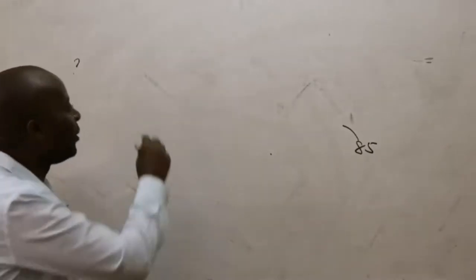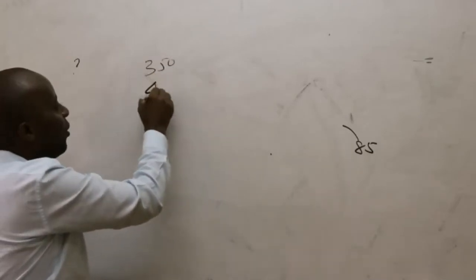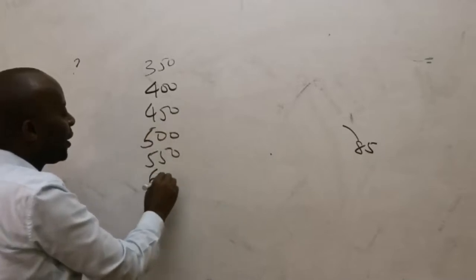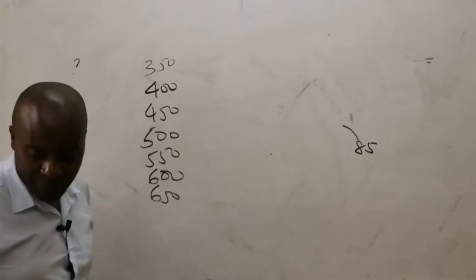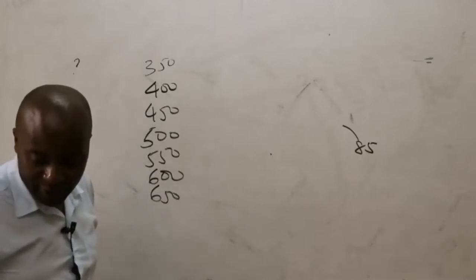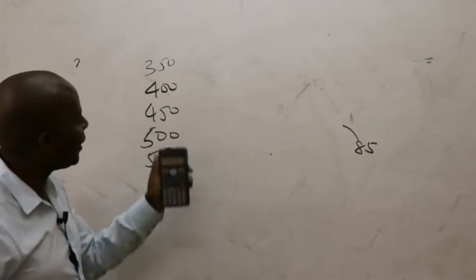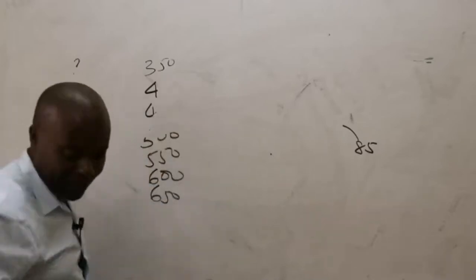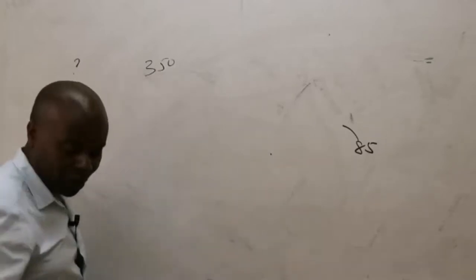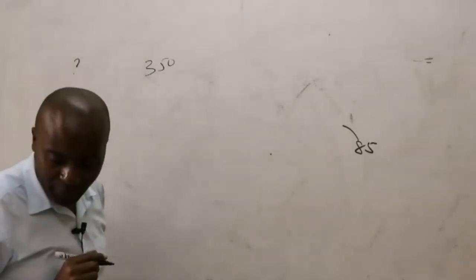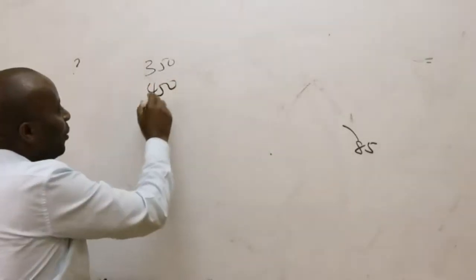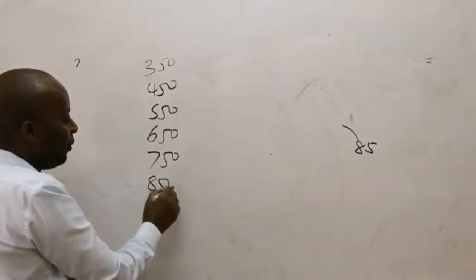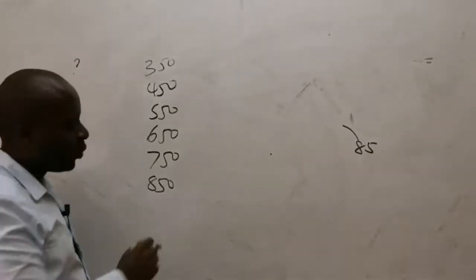We have our midpoints here: 350, 450, 550, 650, 750, 850, and lastly 950. Sorry for that, let me rub everything I started. It's a difference of 100.